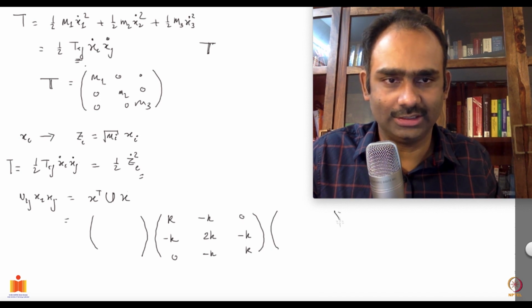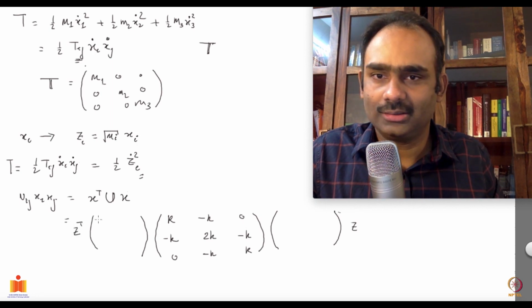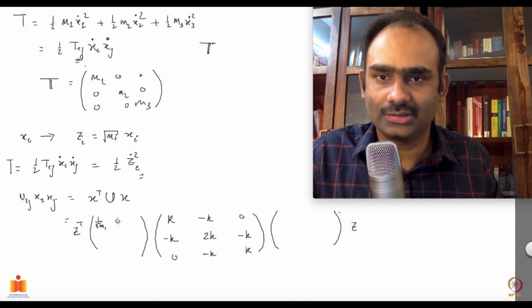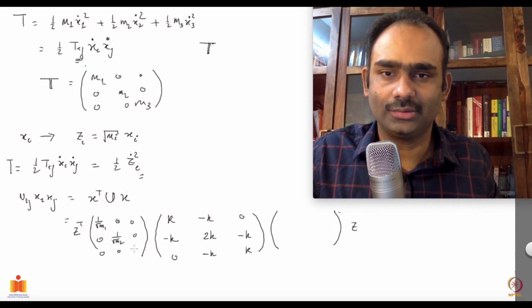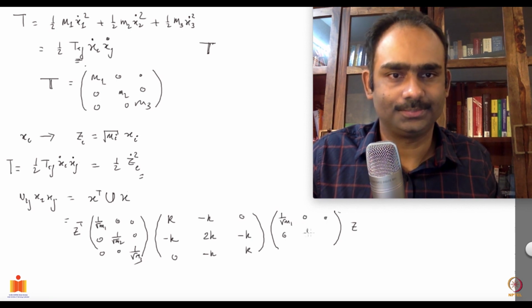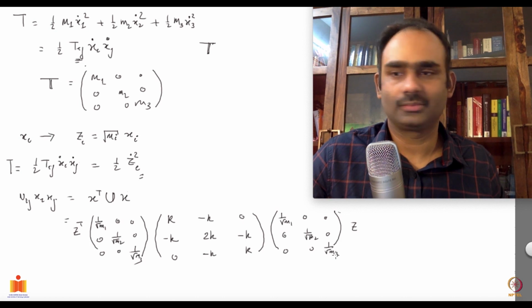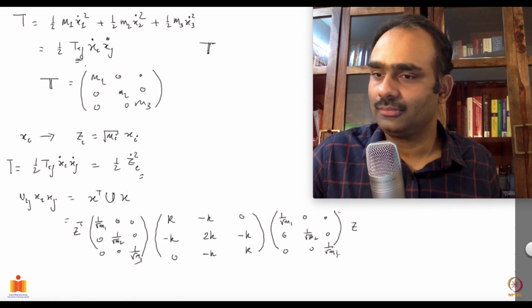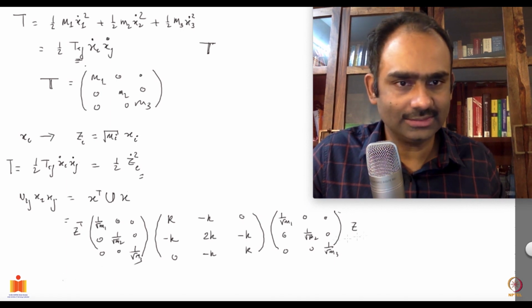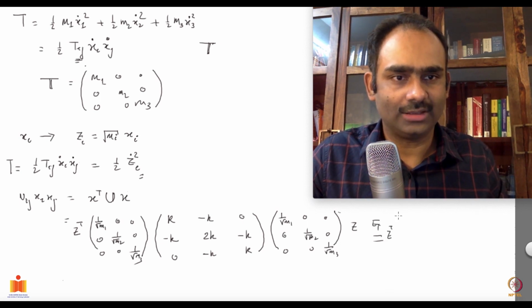This is what we have talked about in detail earlier, so it should be quite understandable what I am doing. 1 over square root of m1, 0, 0, 0, 1 over square root of m2, 0, 0, 0, 1 over square root of m3. And here also the same thing. Very good. That's what it is, and you can do the following simple exercise, which is left as an exercise: you can write this as Z transpose and then a matrix here which I will write down.